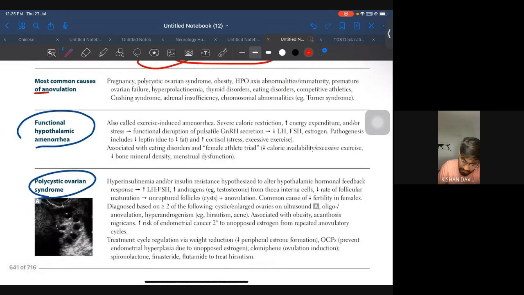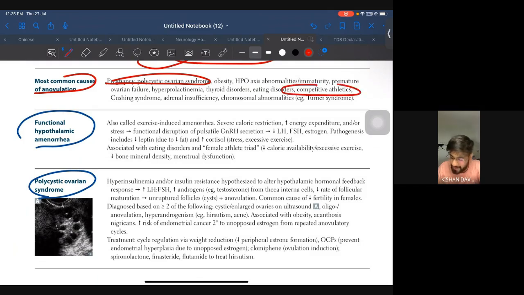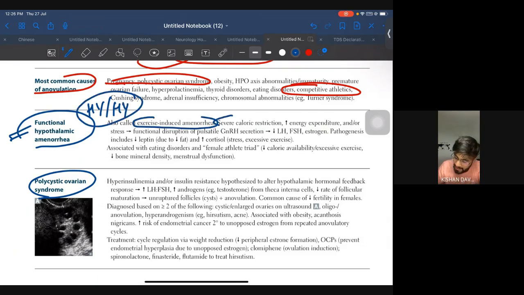Most common cause of anovulation: pregnancy and PCOD are the most common causes. The rest, you can just see. Another thing they like to ask about is competitive athletics. We'll be discussing that. Next one, functional hypothalamic amenorrhea. Now, this is also very high yield. So many times this question has been asked. Also called exercise-induced amenorrhea. Severe calorie restriction, increase in energy expenditure, functional disruption of pulsatile GnRH secretion, so decrease in LH, FSH, estrogen, everything. Pathogenesis includes decrease in leptin and increase in cortisol.